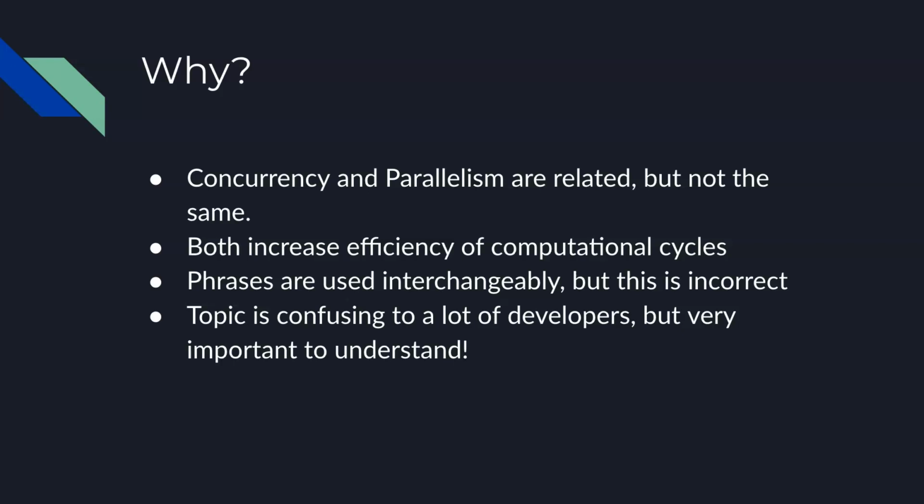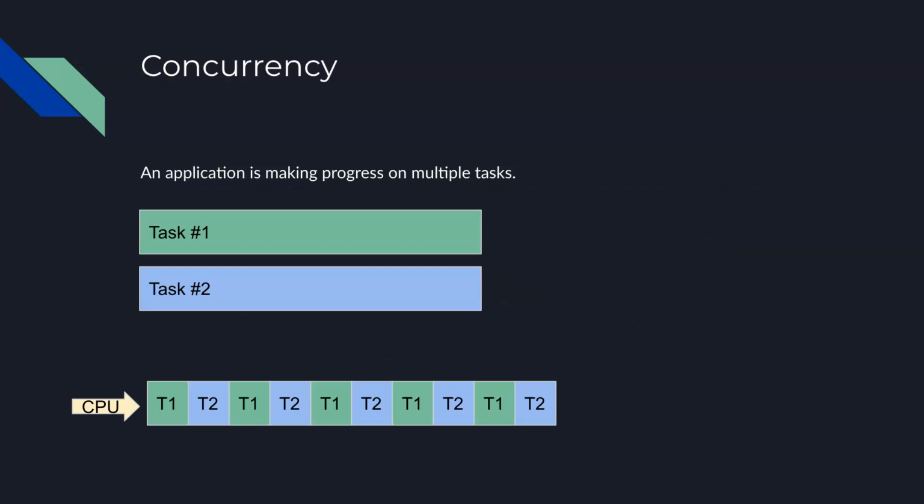This is incorrect, and I'm hoping this will help clarify when you should use one phrase versus the other, so that you don't confuse other people by using the wrong phrase, okay? It's confusing to a lot of developers. I get that. I was confused by it for the longest time, and when it finally clicked, I went, oh, I get it now. So it is super important that you understand what you're talking about when we reference either concurrency or parallelism. Okay? So let's start with concurrency.